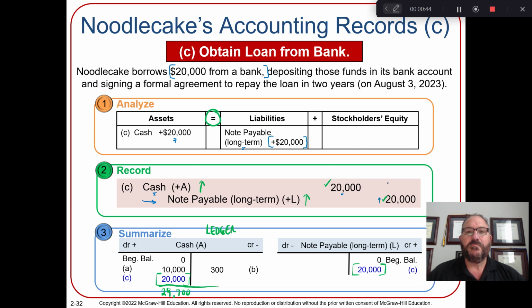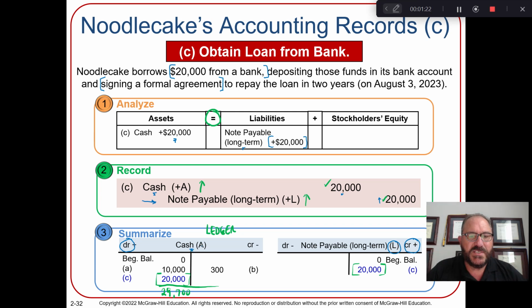That's increasing. By the way, it says here, signing a formal agreement. That's what makes it a note. So note payable is something you owe, and you signed a formal agreement. Cash is increasing by $20,000, and it's an asset, so it increases with a debit. Note payable, long term, is a liability. That increases with the credit. So remember, debit means left, credit means right. It doesn't mean increase or decrease until you know what type of account it is.